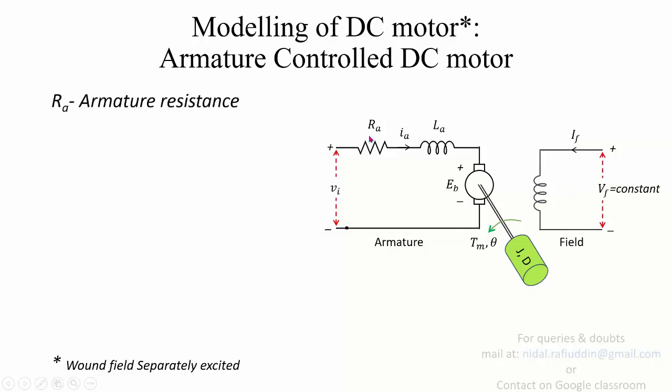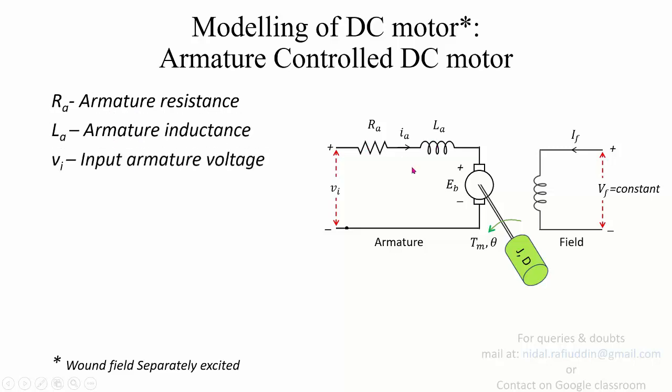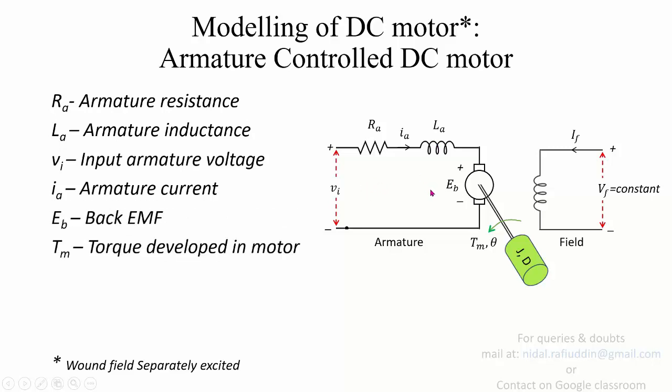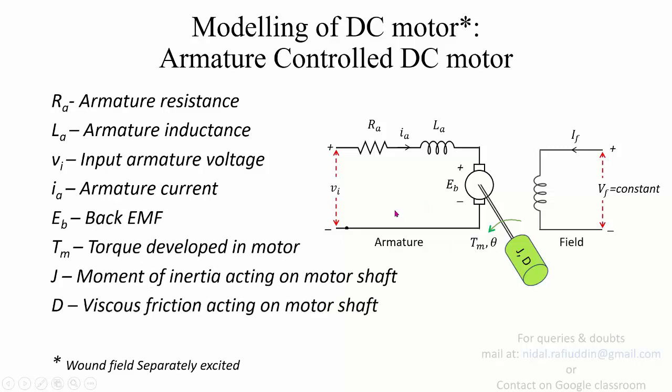Now here you have Ra is the armature resistance of the circuit, La is the armature inductance, Vi is the input armature voltage, Ia is the armature current, Eb is the back EMF, Tm is the torque developed in motor, J is the moment of inertia acting on motor shaft because of load. Then you have D as viscous friction acting on motor shaft, that will be again because of friction or air drag or whatever. So that will all be accompanied by the term D.